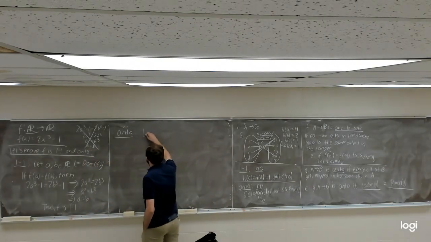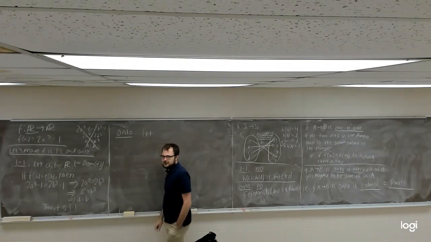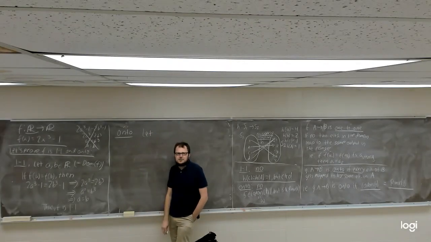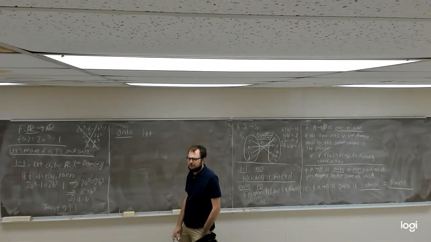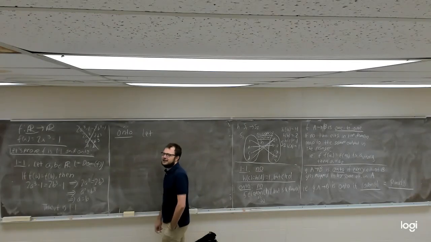So let's let, I don't know, Olivia, what should I call her? I'm going to call it X? That's stupid. Other Olivia, give me a better variable name. A. Okay, I like A.